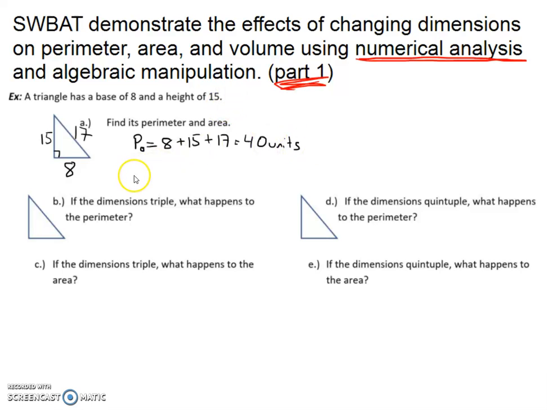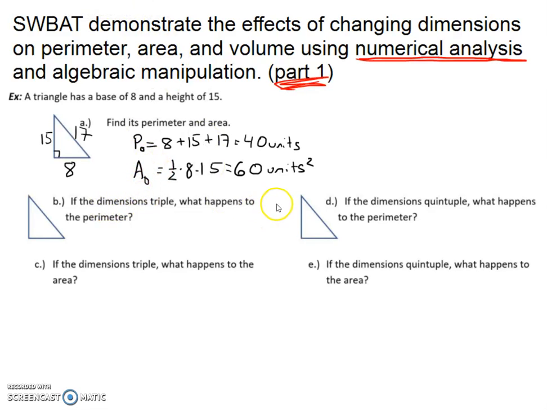And then we'll do the same thing for area. The original area is 1/2 base times height, so 1/2 times 8 times 15. So this comes out to 60 units squared. So again, P sub 0, A sub 0 means original perimeter, original area.